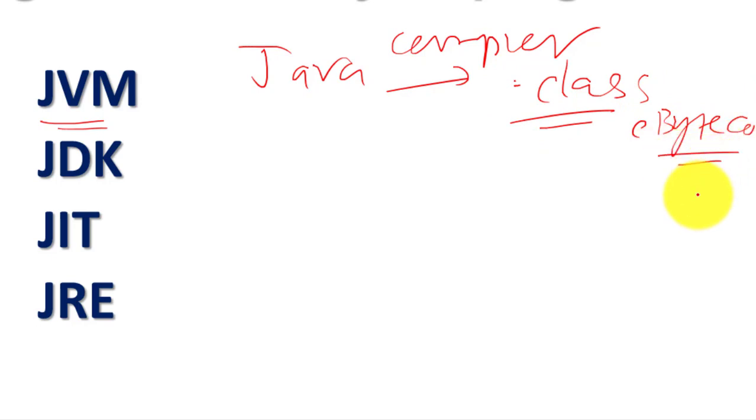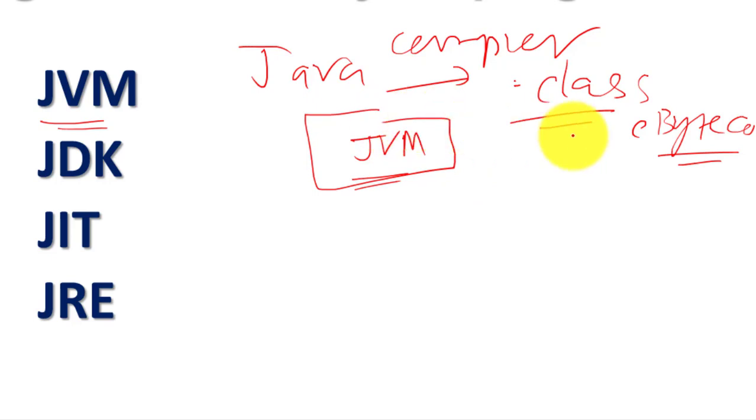In order to run this bytecode, we need JVM, Java Virtual Machine. What JVM does, JVM runs this bytecode line by line. For example, it takes a class, it runs the first line of that bytecode, then it converts it into machine code and runs it. And then it takes the second line, converts it into machine code and runs it. So in a way it interprets it. So JVM is a component only for interpreting your bytecode.